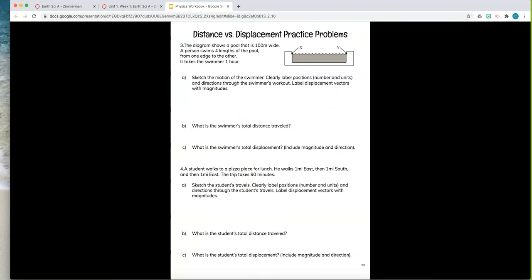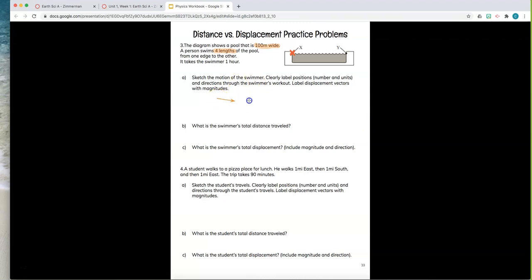Page 33, again, we're going to be working with the same concepts we need to draw out first. So it talks about a pool that's 100 meters wide and that somebody swims 4 lengths of it. So what that means is that we're going to start and stop in the exact same spot. So if we look up at the pool, we're going to start here on X and we're going to go to Y, but we're going to finish here on X as well. So make this pretty simple.